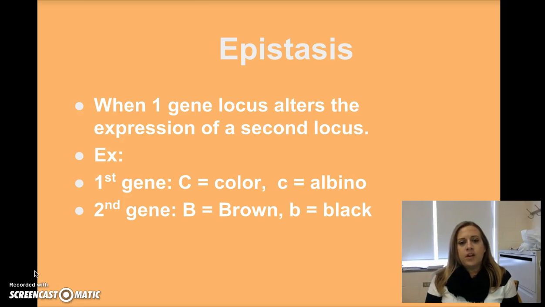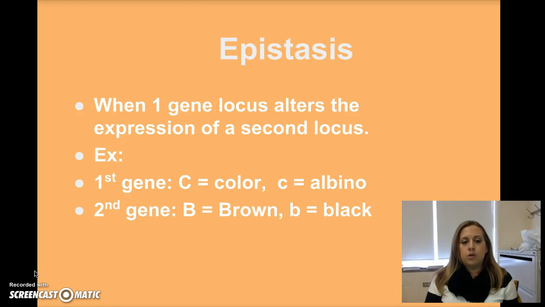All right, next we have epistasis, and this is when one gene locus alters the expression of a second locus. So one gene will alter how a second gene is expressed. So we're going to be looking at an example of fur color. The first gene is C, and the C is for color. The dominant form means that the fur will have a color. The recessive form is albino, meaning that there's not going to be color to the fur.